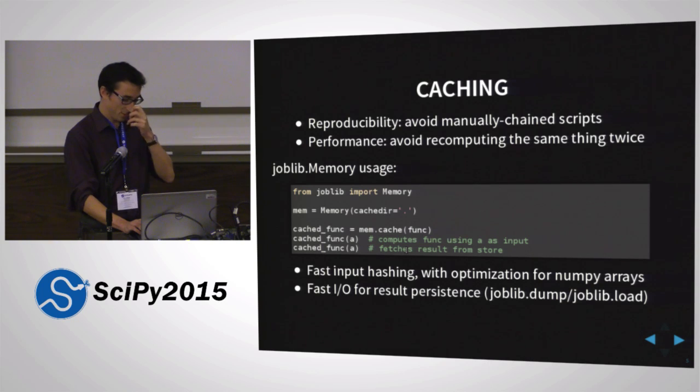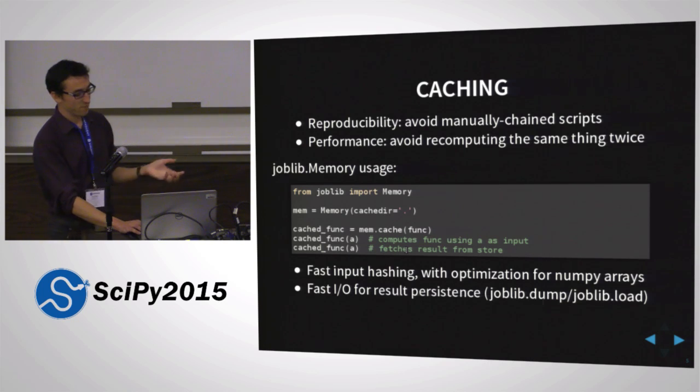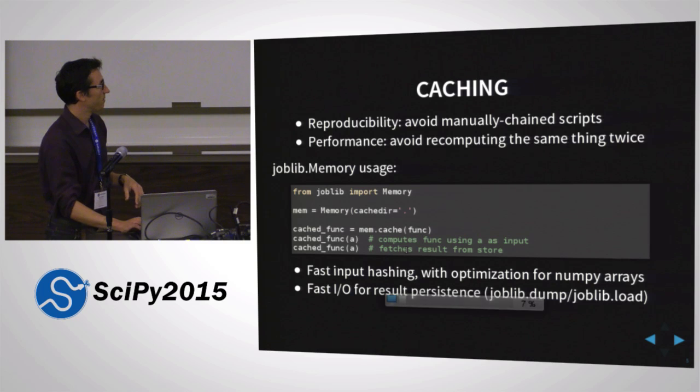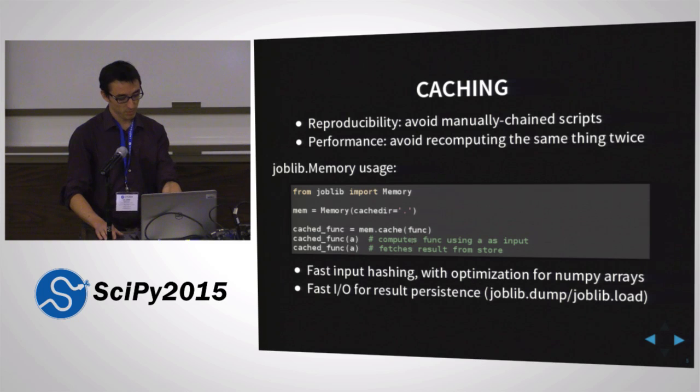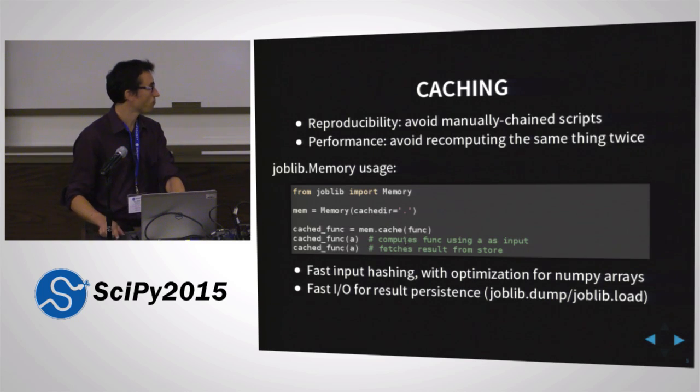Also, you have to be able to load and save results reasonably quickly. And for that, we have joblib dump and load, which are optimized as well. For example, you do a bit of compression behind the scenes.